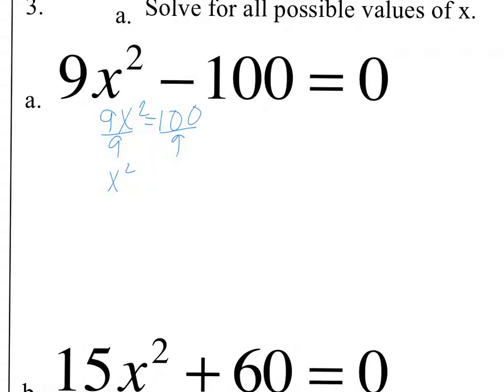I get x squared is equal to 100 over 9. Square root. X is equal to plus or minus the square root of 100, which is 10, over the square root of 9, which is 3.